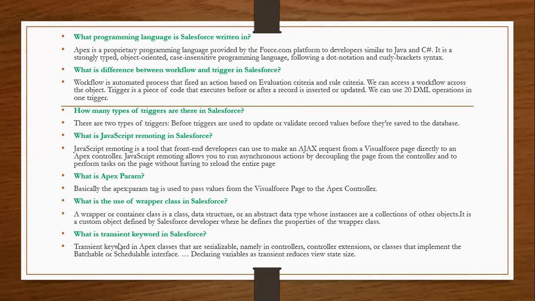Next, what is the transient keyword in Salesforce? The transient keyword in an Apex class is used to declare instance variables that cannot be saved and cannot be serialized, namely in controller extensions and classes that implement the Batchable or Schedulable interface. Declaring the variable as transient reduces the view state size.